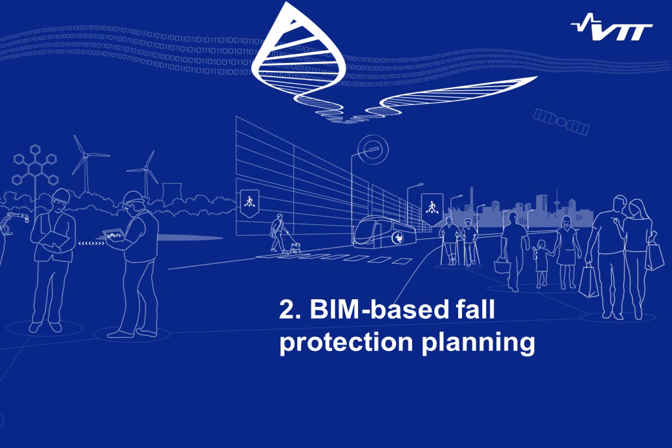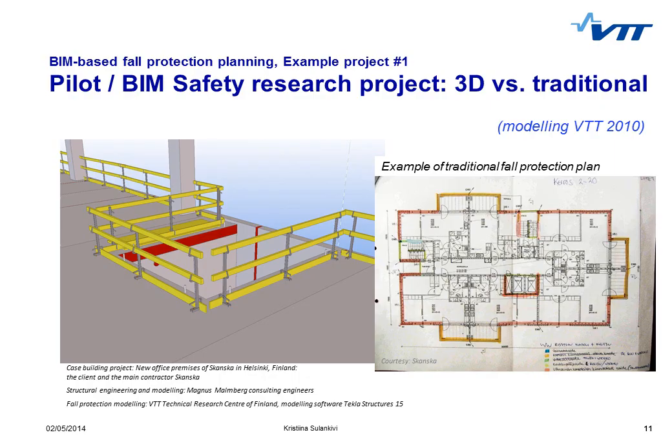Another clear area for using BIM for improving safety is fall protection planning. In Finland, both a site layout plan and a fall protection plan are required in all projects by authorities. And in the figure on the right, you can see quite a good example of a traditional safety plan where different guardrail types have been marked into a 2D plan by different colors.